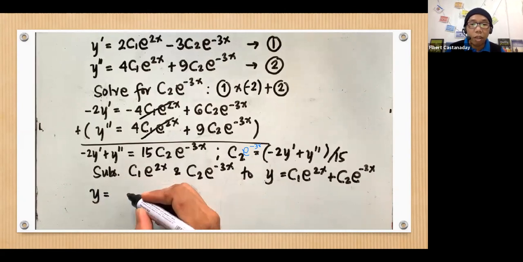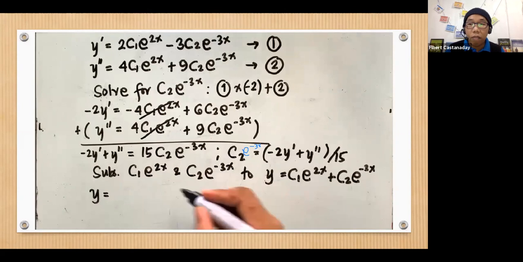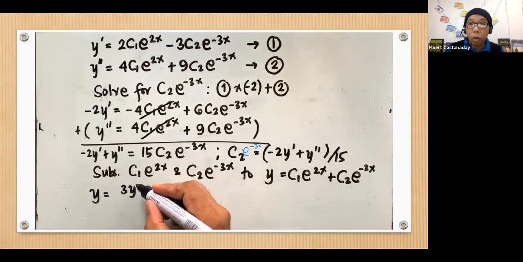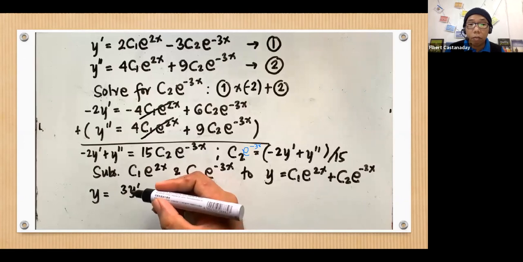So you have the first term. If you still recall, the value of c sub 1 e raised to 2x is 3y prime plus y double prime. So that's better, right? If you have a paper and pen there, while I'm discussing this, you can also copy or solve on your own. So you can verify later if your answers are the same with my solution. Okay, now let's continue.